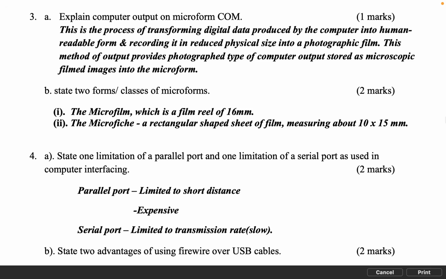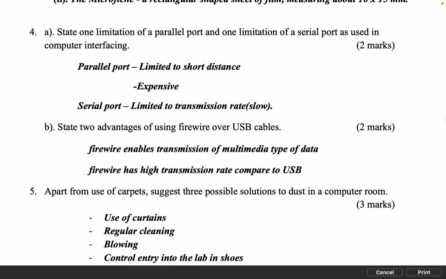B. State 2 classes of microforms. 2 marks. The microfilm, which is a film reel of 16 millimeters. The microfiche, a rectangular shaped sheet of film, measuring about 10 by 15 millimeters.